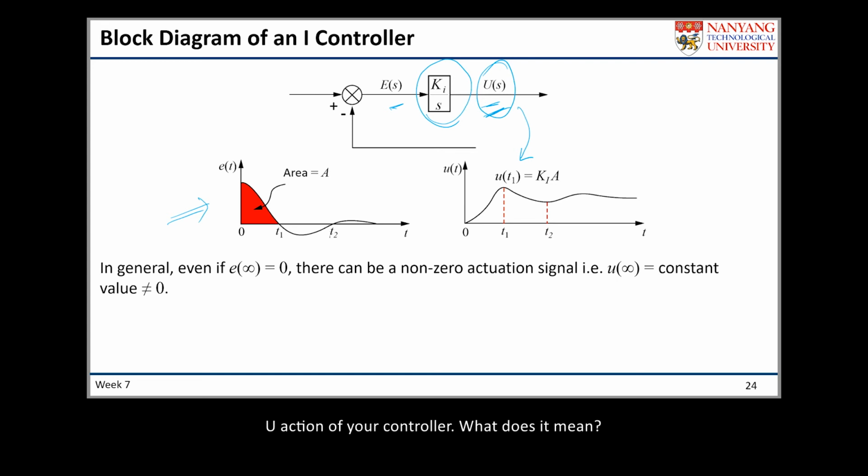What does it mean? It might be that even if the error is zero, meaning your output is equal to the setting point, your C is equal to R, your controller might still ask the system that is controlled to run. Why do you need that? There are many reasons for that.